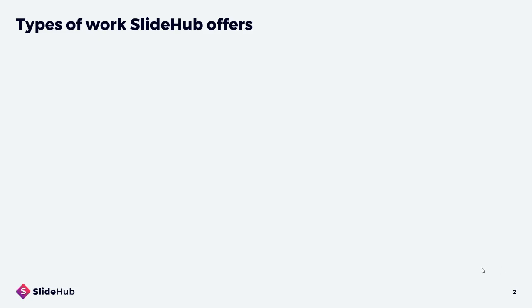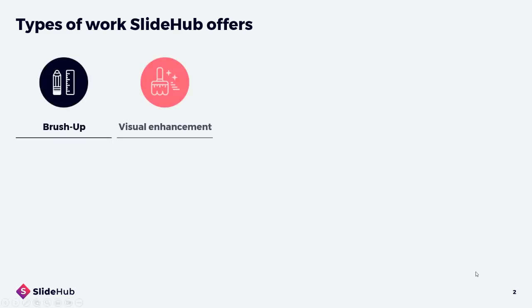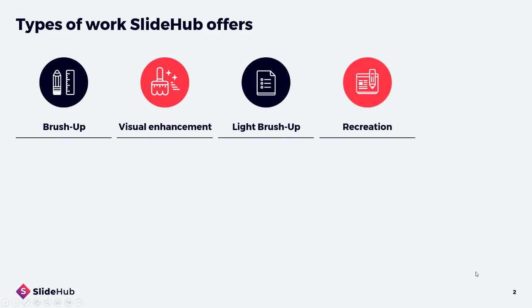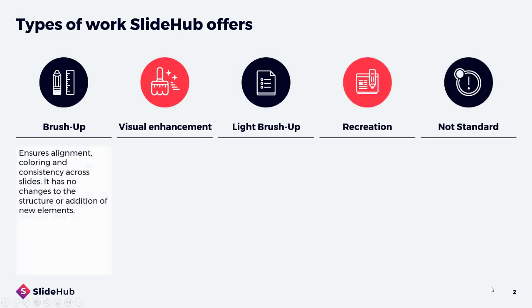Here we have the types of work that SlideHub offers: brush up, visual enhancement, light brush up, recreation, and non-standard tasks. Brush up ensures alignment, coloring, and consistency across slides. It has no changes to the structure or addition of new elements.